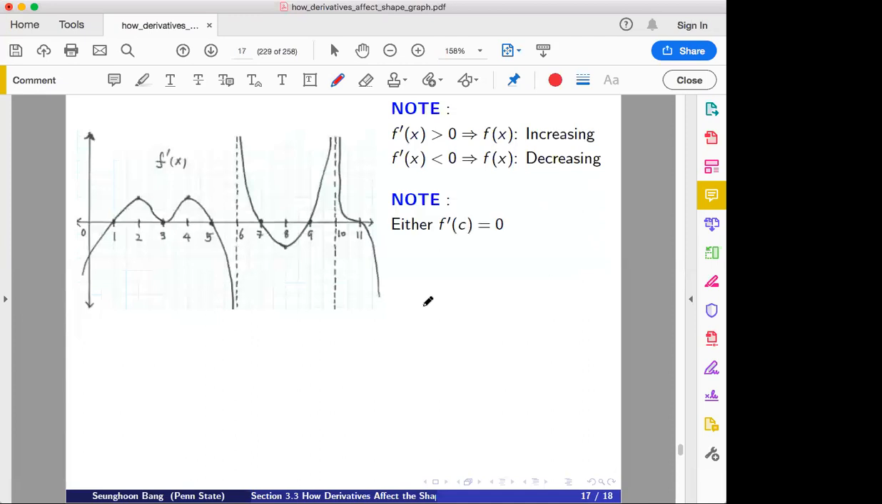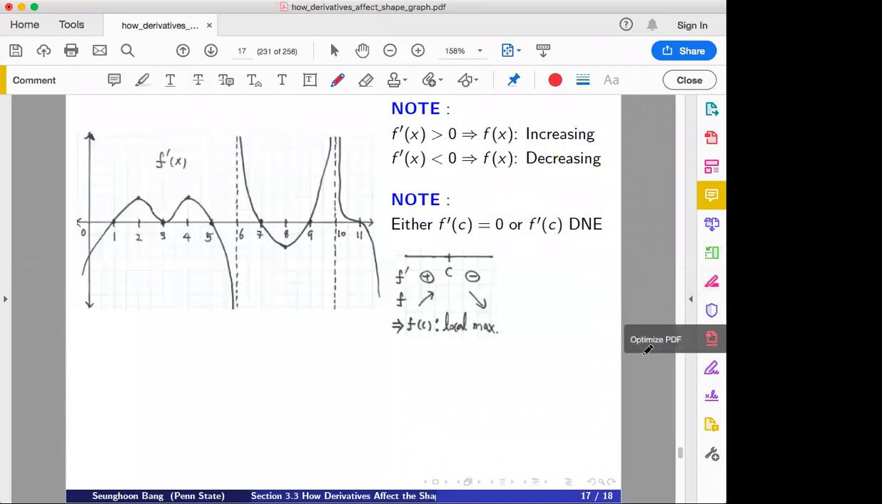So here, either f prime of c equals 0 or f prime of c does not exist. So check these kinds of things. If f prime changes from positive to negative, f of c is a local maximum. If f prime changes from negative to positive, f of c is a local minimum. This is the whole idea. That's right. So let me see.